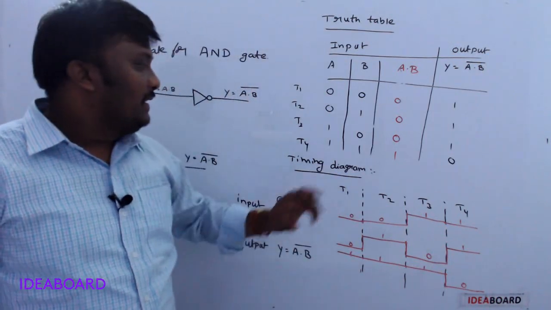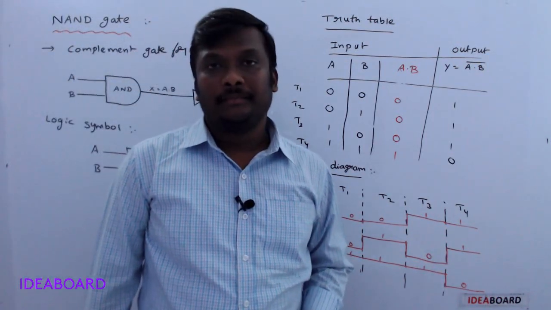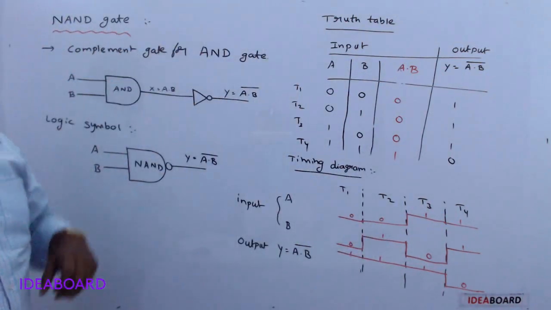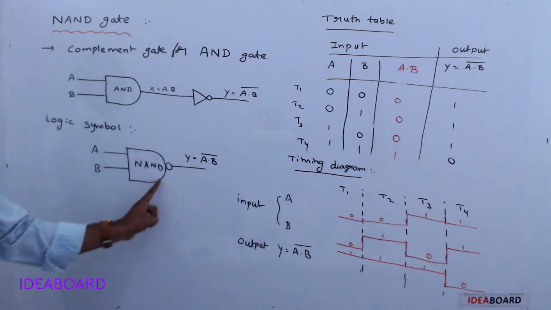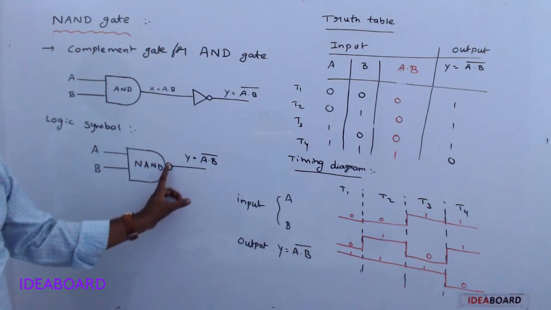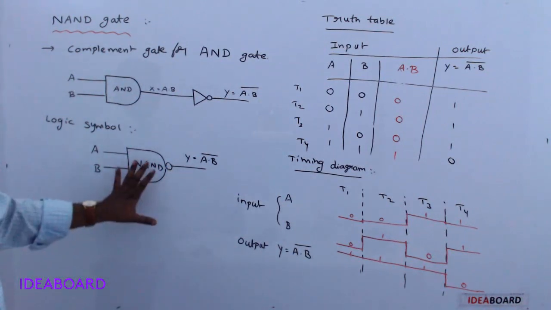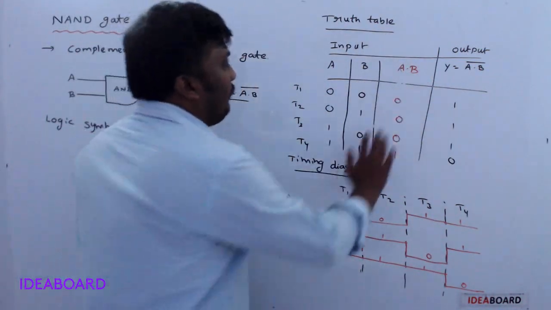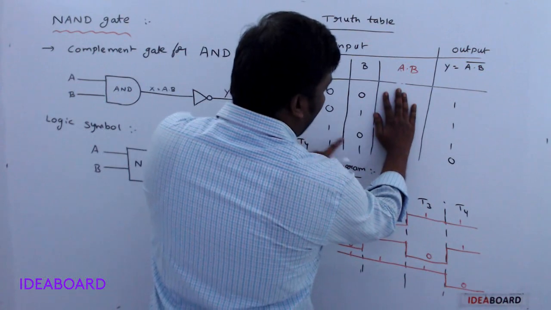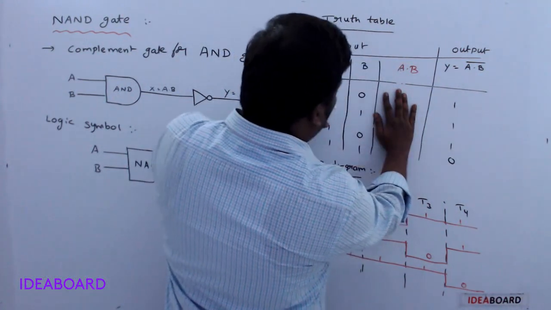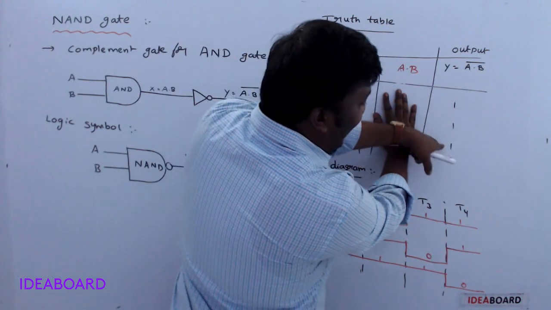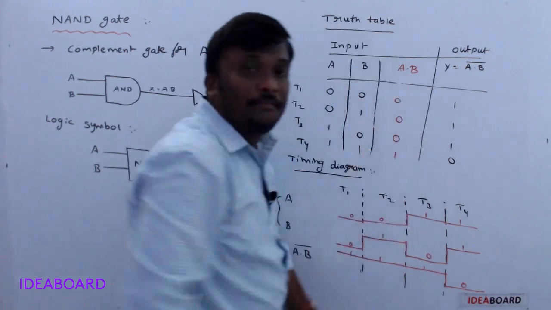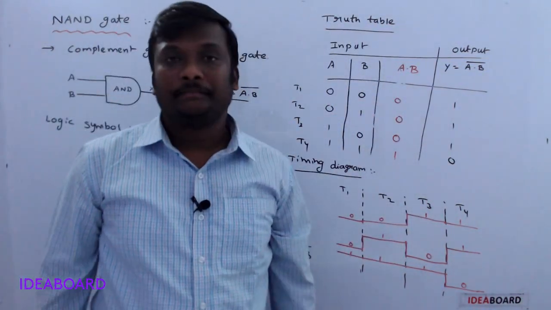Understand? So this is about the timing diagram. So what is a NAND gate? A NAND gate is nothing but the complement gate for the AND gate, and its logic symbol is: take an AND gate and make one bubble here. If you connect a bubble, then it becomes a NAND gate. From the truth table, we observe if any input is low, output is high. Second one, both inputs are high, then only the output is low. And this is the timing diagram.